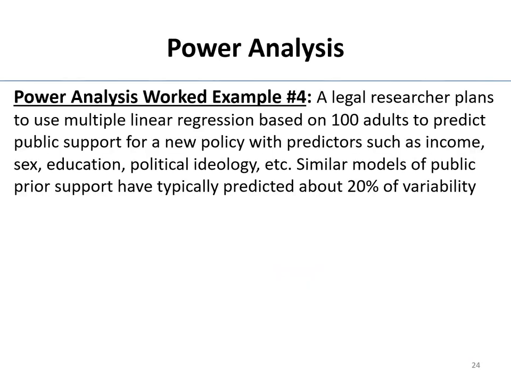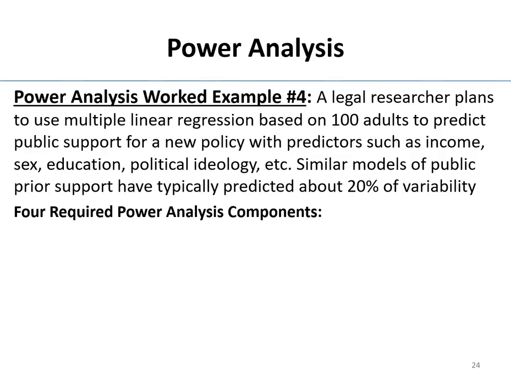And for a final example of conducting power analysis, we have the situation where a legal researcher plans to use multiple linear regression based on 100 adults, and they want to predict public support for a new policy. They want to use predictors such as income, sex, education, political ideology, etc., to predict this public support. It's noted that similar models of public support that they've calculated in the past have typically predicted about 20% of the variability in public support.